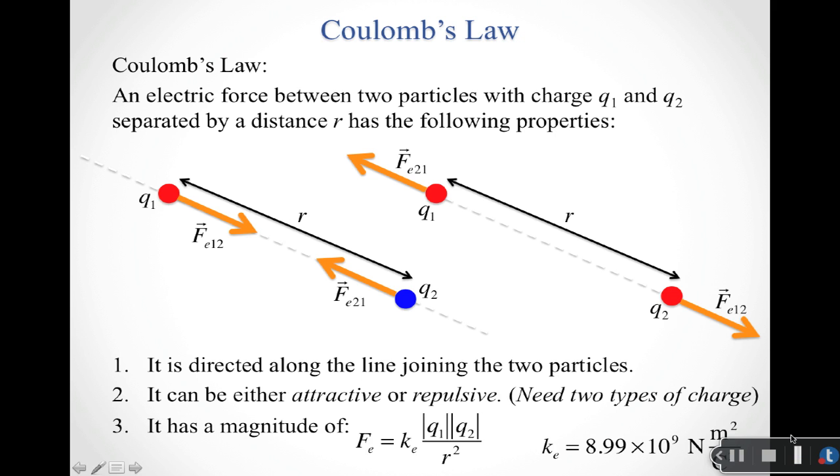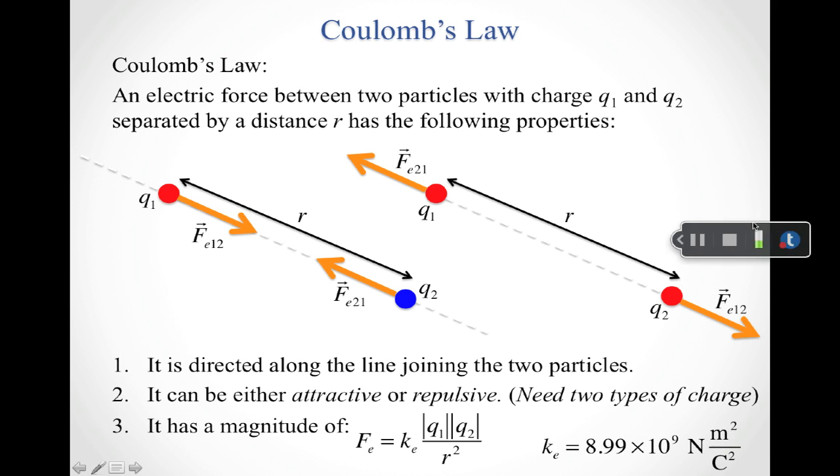And then third, the magnitude of this force can be written as follows. Notice it has a very similar form to our universal law of gravitation. There are a couple of key differences. One is that now these are charges rather than masses, and this is the absolute value of those charges, so we'll come back to this in a second. We still have the distance squared, and now we have a new constant of proportionality.